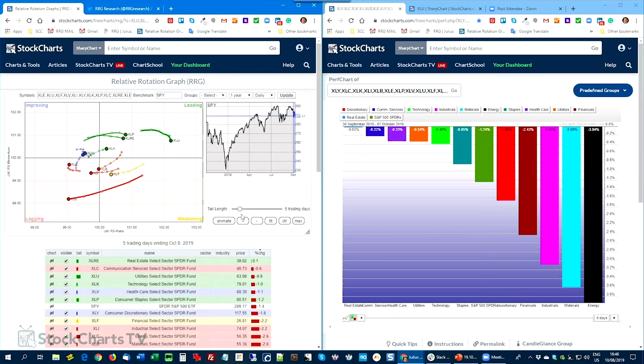Next one. Sorry, the question is from Betty. How do you sort the perf chart in performance order? I missed that. All right, yeah, that's a little trick. There is the perf chart, right here.